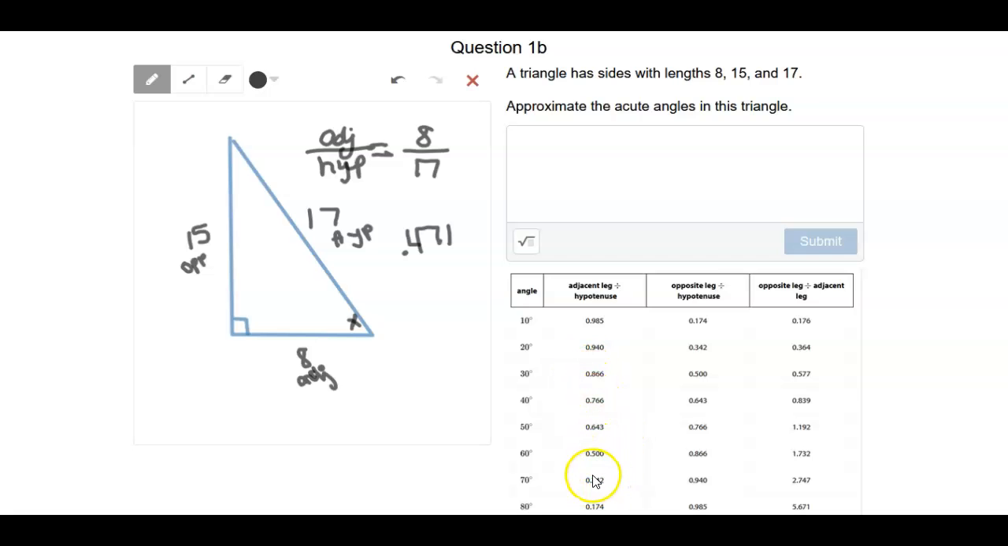Okay, so I'm going to look in that column for 0.471, and you can see that it's somewhere in between these two, and it's probably a little bit closer to 60 than to 70. So I'm going to go with like 63 degrees. So I'm going to say that this angle here in the corner is approximately 63 degrees, which means that this angle up here would have to be approximately 27 degrees.